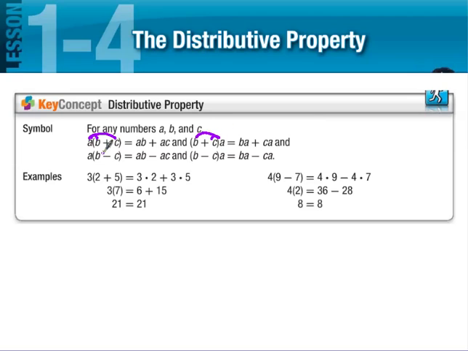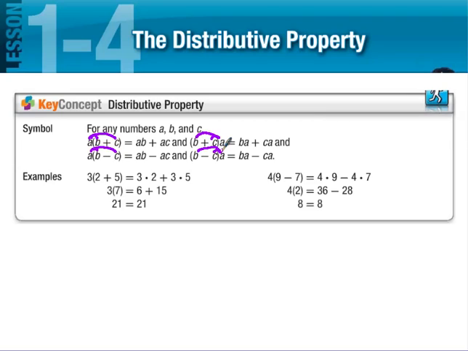If it's subtraction in between them, all you do is subtract the two, like in the second example. And then down here, you just subtract those two. Okay, so an example of that, let's look at this. It says 3 times the quantity 2 plus 5. Order of operations tells us we should do the 2 plus 5 first, right? What would we get when we do 2 plus 5? 7. So we'd have 3 times 7, which is 21.